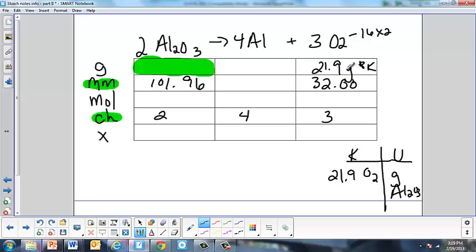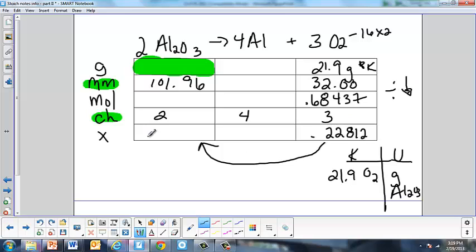Okay, and now I start with what they gave me. So I take 21.9, I'm going to divide it by 32, and I get 0.68437. I take that number, I divide it by 3, I get 0.22812. Take it right over here. This becomes now my X. Remember, I divided going down the chart. This becomes my X over here, so it's going to be 0.22812. I'm now going back up the chart, so I'm going to multiply. So 0.22812 times 2, I'm going to get 0.45625. Take that and multiply it by 101.96, which is my molar mass. 3 significant figures in my data, 3 significant figures in my answer. It's going to be 46.5 grams of aluminum oxide.